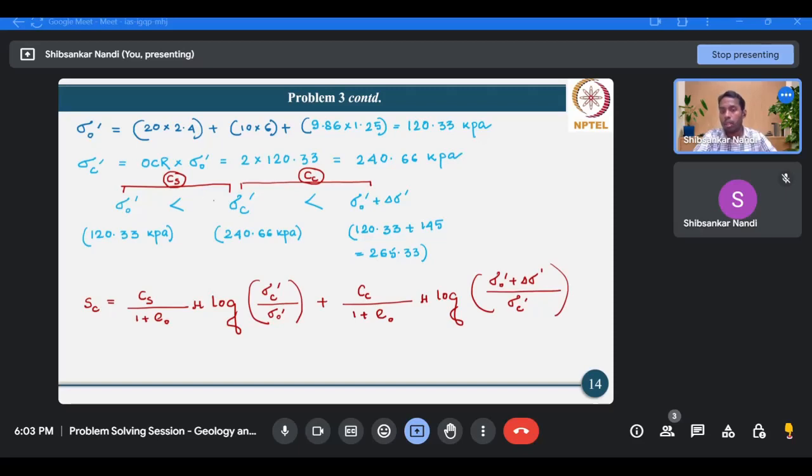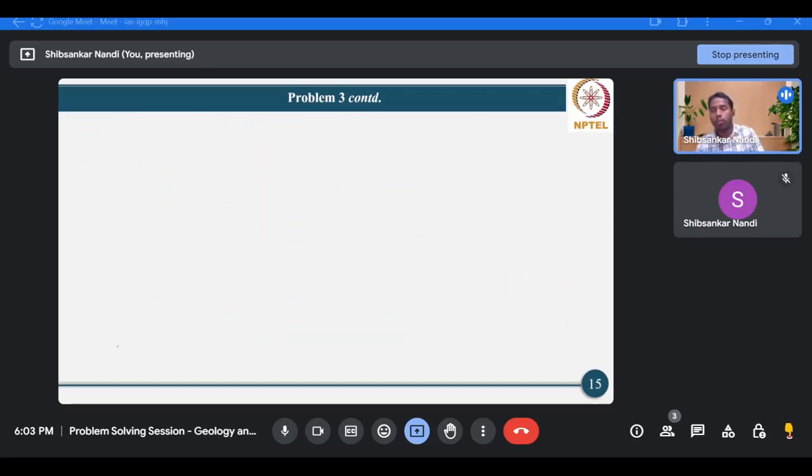It may also be possible that the total stress after increment is less than sigma c prime. Then only the swelling index is utilized, which you can see from other example problems as well. Right now, this is the chronology. You have to utilize Cs and Cc separately. For sigma 0 prime to sigma c prime, you use Cs, the swelling index, and from sigma c prime to sigma 0 prime plus delta sigma prime, you use Cc. Okay, now we'll substitute these values.